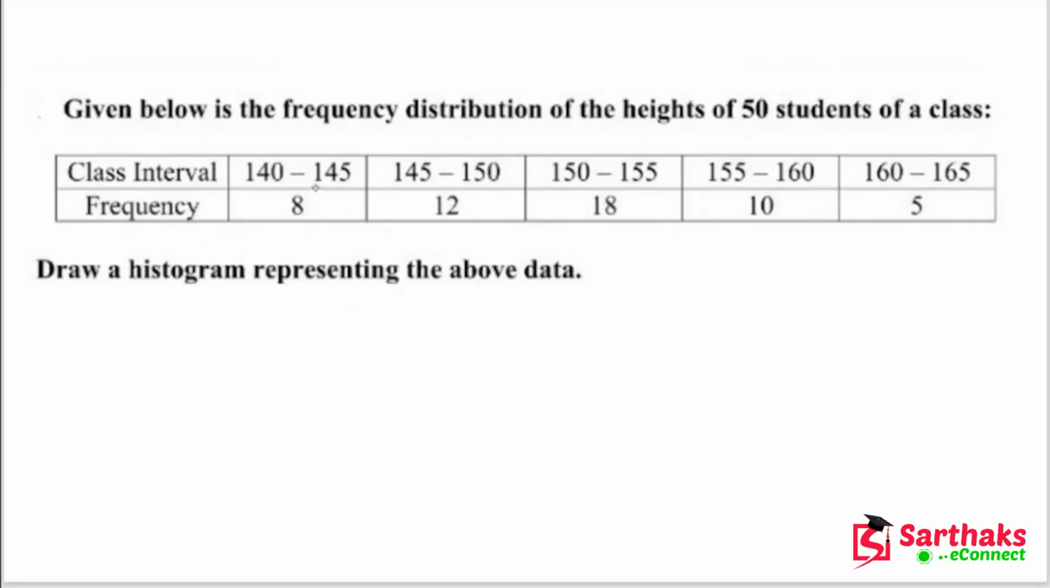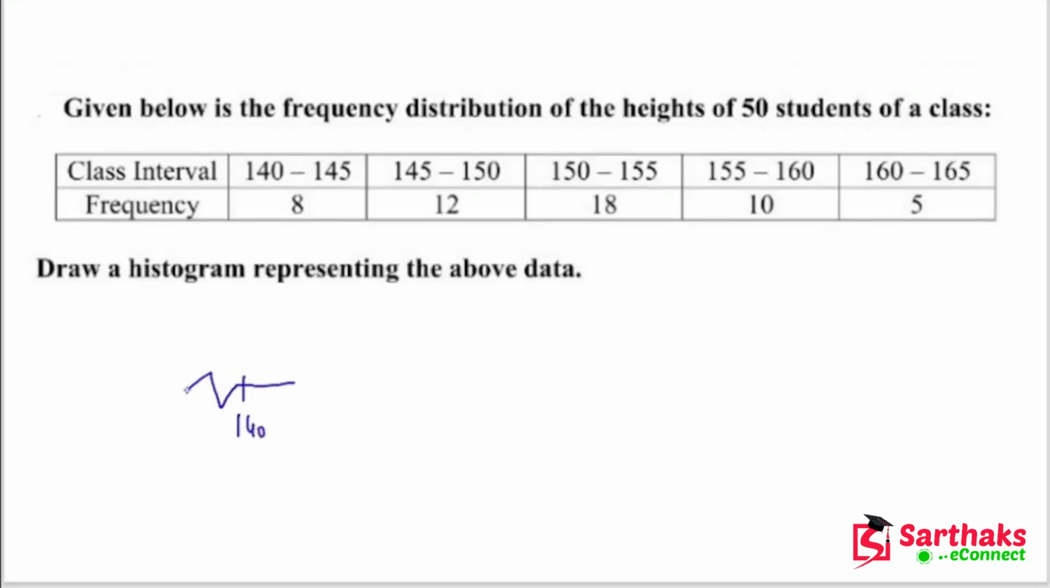First of all, the data is not starting from 0. So from 0 to 140 we have to use a symbol called a kink. In this way you can use a kink, so you can start your x-axis directly from 140. This is 0, this is your y-axis. You can clearly see this particular point will be called a kink. This is the origin, this is the y-axis, this is the x-axis.